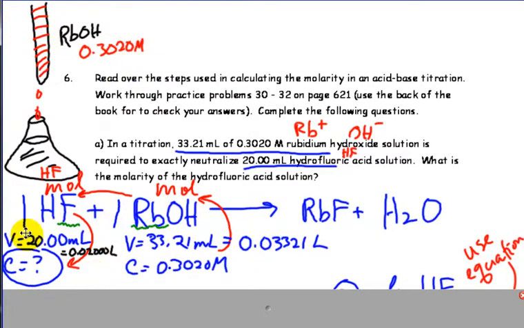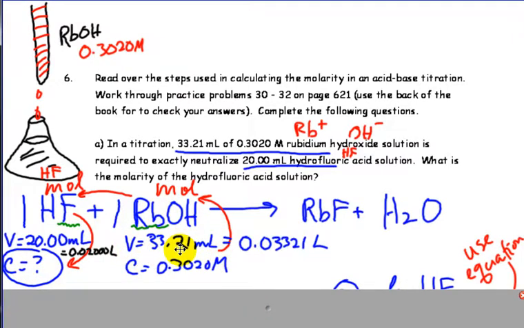And we were told that we have 20 mL of this unknown, and it takes 33.21 mL of this, which has a concentration of 0.3020 molar, to neutralize it. So we're asked to find this. So there's basically 3 steps.